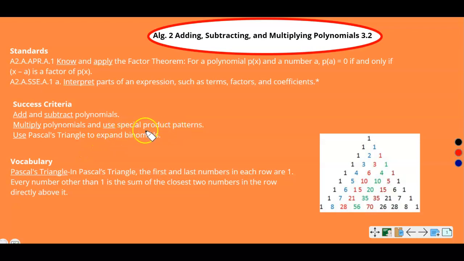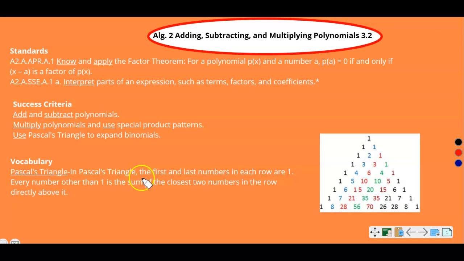And these special product patterns, these are huge on the ACT. So these are something that I want you to really focus on and get familiar with. You also need to be able to use Pascal's triangle to expand binomials. And the vocabulary today is Pascal's triangle.